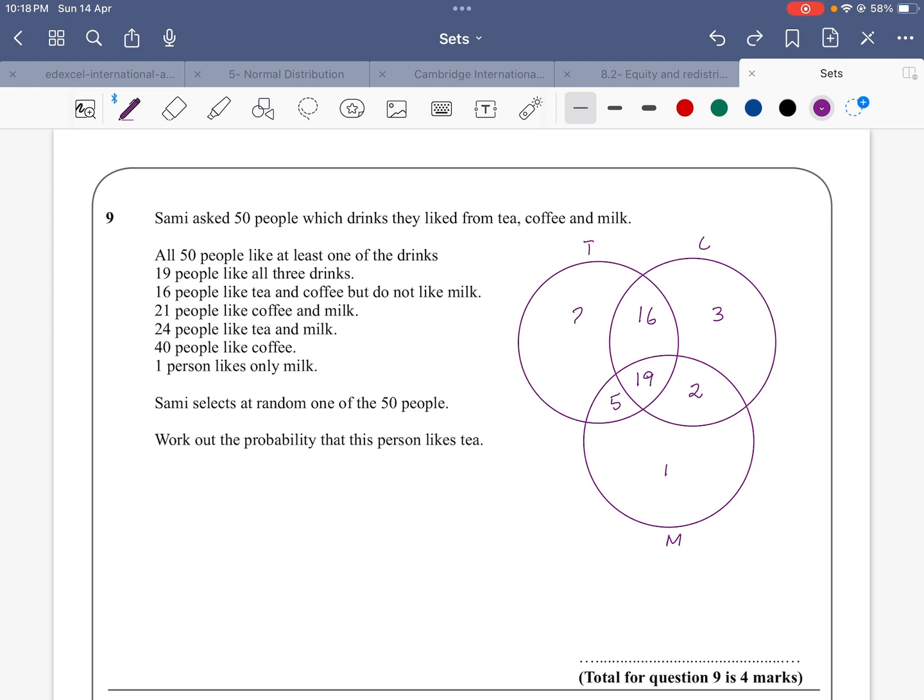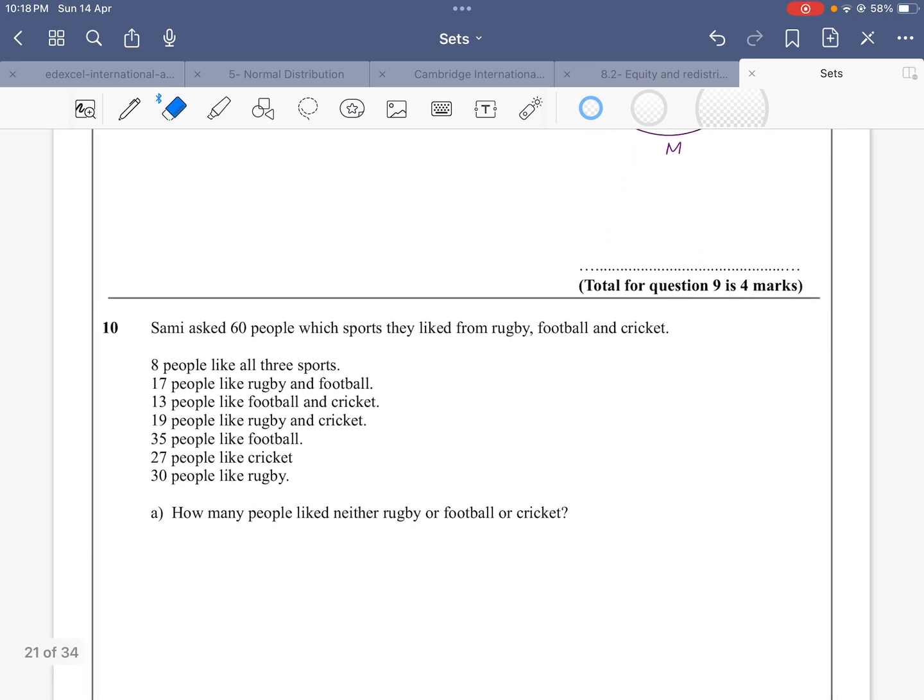How do we find this out? We know that the total number of people is 50. So 19 plus 1 is 20. 20 plus 10 is 30. 30 plus 16 is 46. And 46 plus 4 is 50. So this is your Venn diagram. Again, this is the probability question. You have to leave it for the time being. But I hope you have understood how you fill in the Venn diagram.